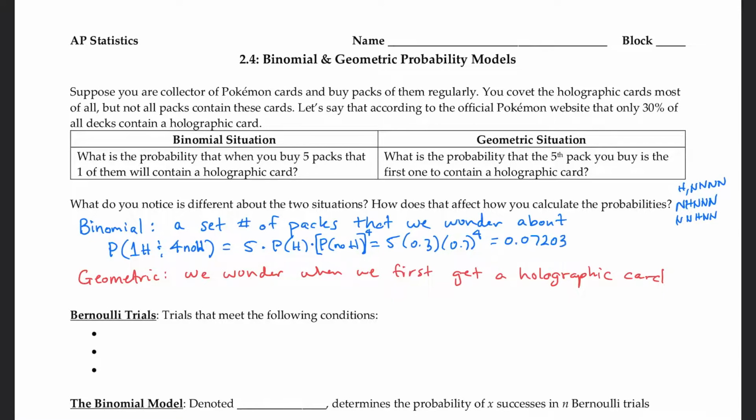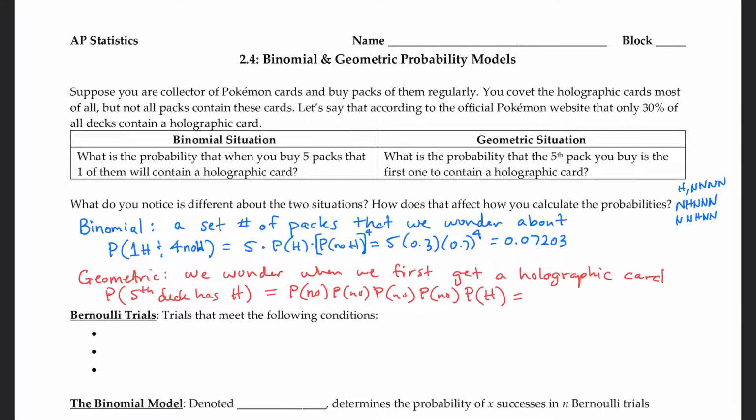But geometric's a bit different here, because in geometric, that order sort of matters. It's coming in on the 5th card, so the probability that the 5th deck has a holographic card, well, in that case, I'm going like, well, that's a no holographic card, followed by another no, followed by another no, followed by another no, and then that last one is when I get the holographic card.